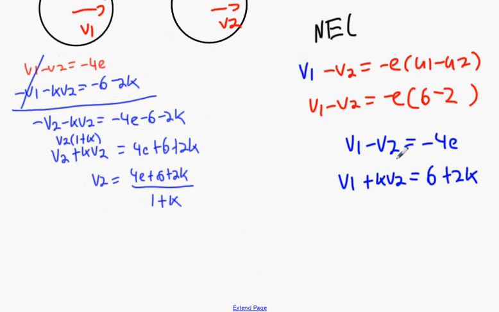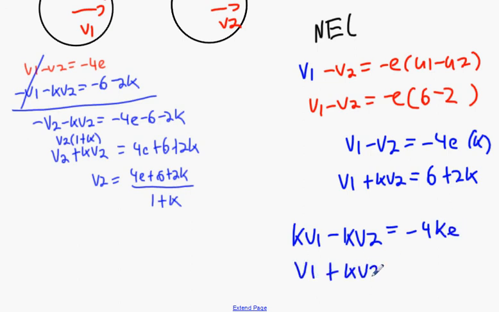Multiply the top one by k. So you get kv1 minus kv2 equals minus 4ke divided by phi1 plus kv2, and then on the bottom we just get 6 plus 2k.